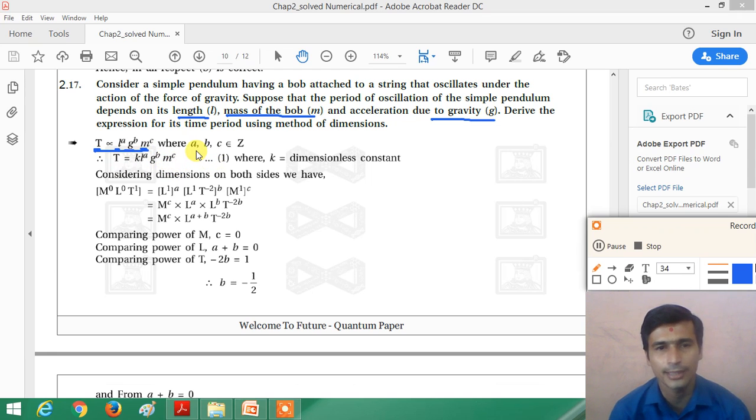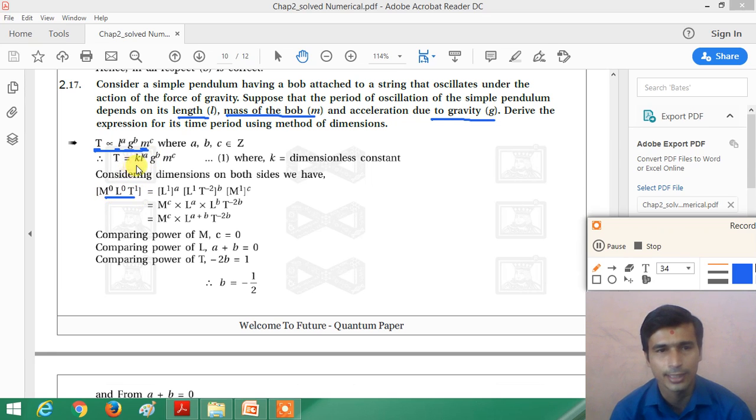Now write the dimensional formula of all the physical quantities on the left hand side as well as the right hand side. So consider dimensions on both sides. On the left hand side, the periodic time capital T. What is the dimensional formula of the periodic time? It is M^0 L^0 T^1. So on the left hand side we place the dimensional formula of periodic time, M^0 L^0 T^1.